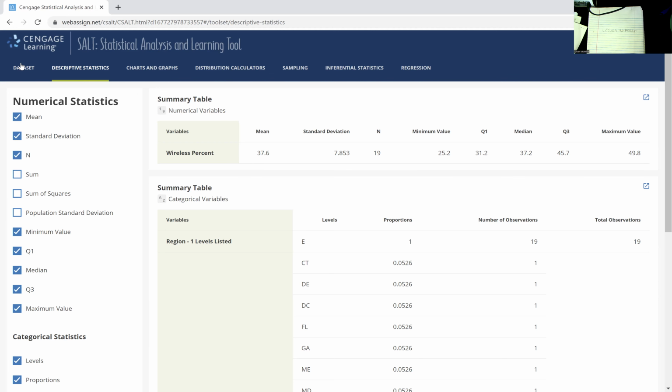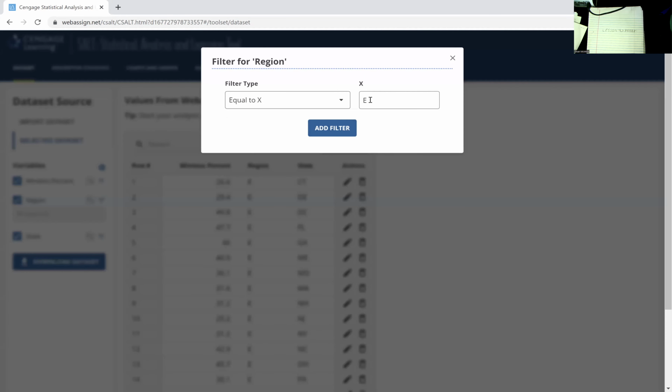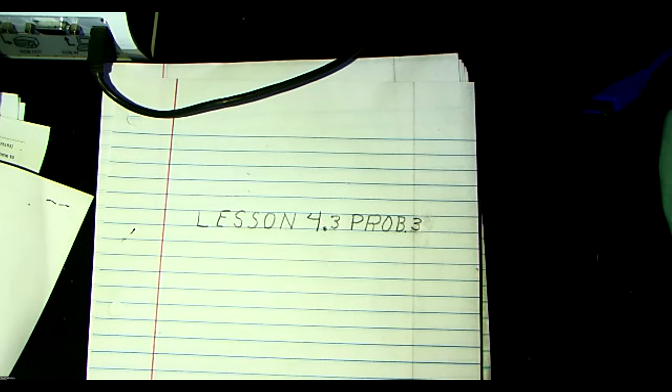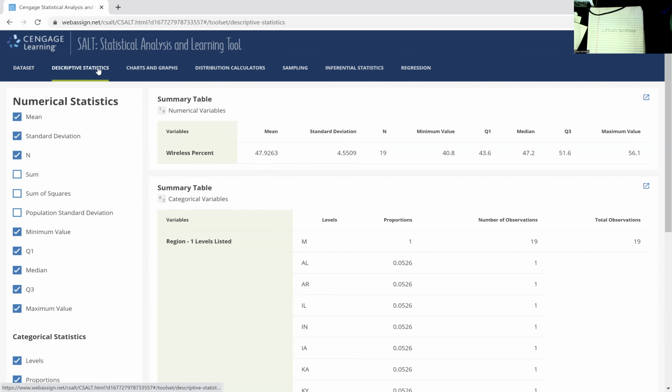Go back to the data set. We'll set our filter to M. We have the filter. And let me stop the share and come back and share, to make sure that you're seeing it. So you see that I have all the M's listed here. And so I go to descriptive statistics, and the mean is 47.9263. So we'll write that down.